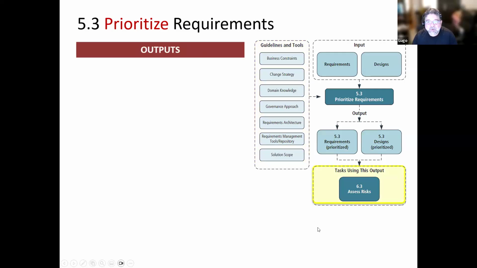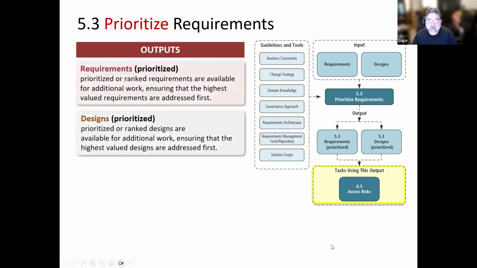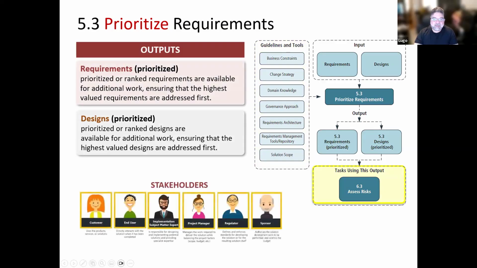And finally, we have the output, which is all around assessing risks. We're going to prioritize the requirements and designs. Notice in this case, now we start to involve the customers and the end users to ensure that we have everything prioritized. We also incorporate your project manager, regulator, and sponsor.